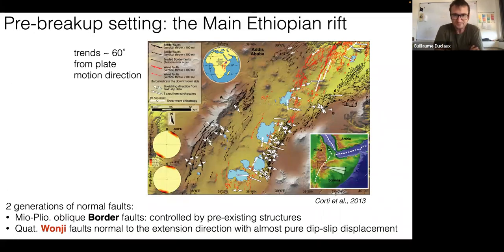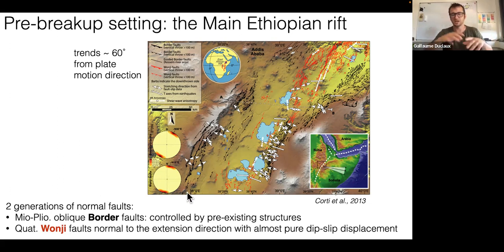And if I go a bit closer to the north and central main Ethiopian rift here, these are some maps from Corti et al. It's a system that trends at about 60 degrees from the plate motion direction. And if you look in detail, as Giacomo presented quite nicely, the northern part and the central part even have a different obliquity compared to the velocity of the actual plate motion direction that we see.